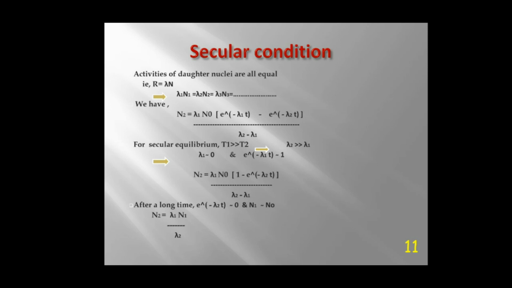After a long time, for example, for uranium of mass 238, it takes about 4.57 billion years to get the next daughter nuclei. In that case, e raised to minus lambda 2 t will be approximately equal to 0, and n1 will be approximately equal to n0. From that we can see that n2 is equal to lambda 1 n1 divided by lambda 2, and the final equation will be lambda 2 n2 equal to lambda 1 n1. From this we can form the previous equation which was seen in the previous slide.